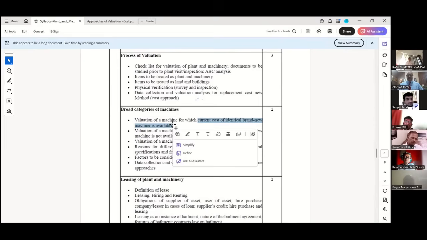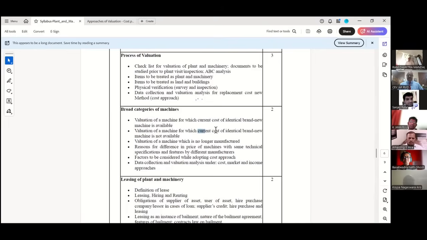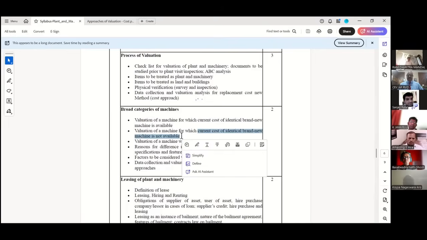Market approach. Anyone else? When the current cost of an identical machine is available, you will use the cost approach. Same, if the current cost of an identical brand new machine is not available, now what will you do? If the cost of used machines is available, then we go for the market approach. Madam, you will use the market approach now.